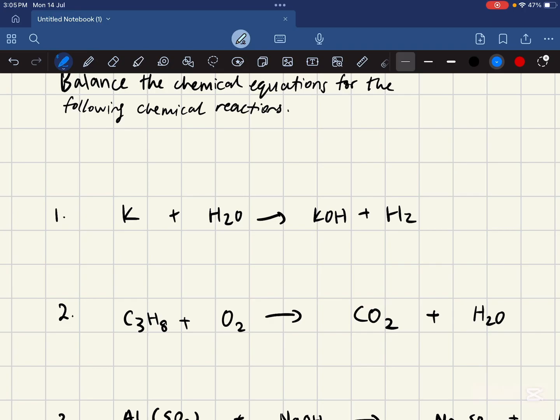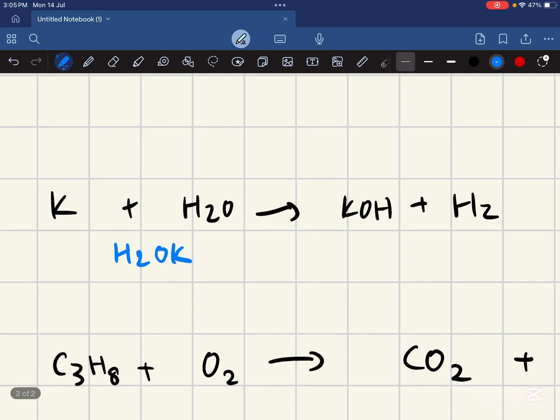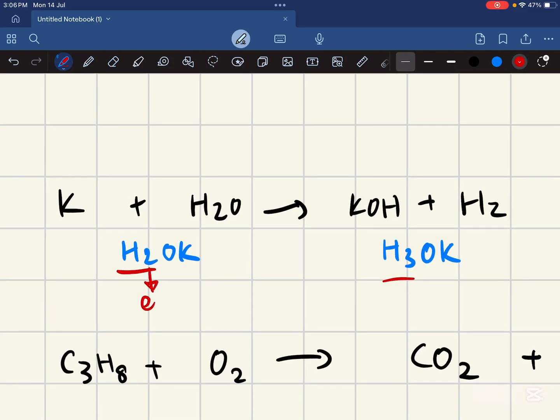So let's count on both sides first. We have H2O and K. Here we have H and OK. So first thing we realize is that we have to balance the H, the hydrogen. Now, this is even, and no matter what coefficient we add here, H will always be even. So the number of H atoms is always even.